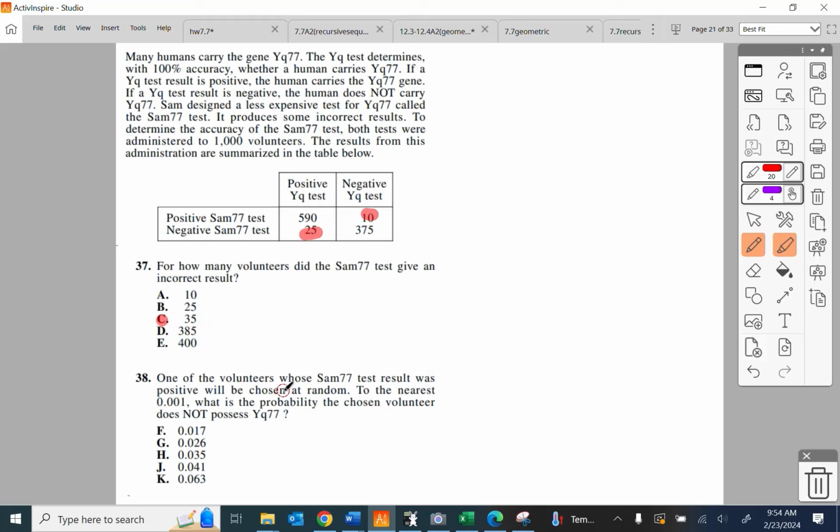One of the volunteers whose SAM77 test result was positive will be chosen at random. To the nearest thousandth, what is the probability the chosen volunteer does not possess YQ77?